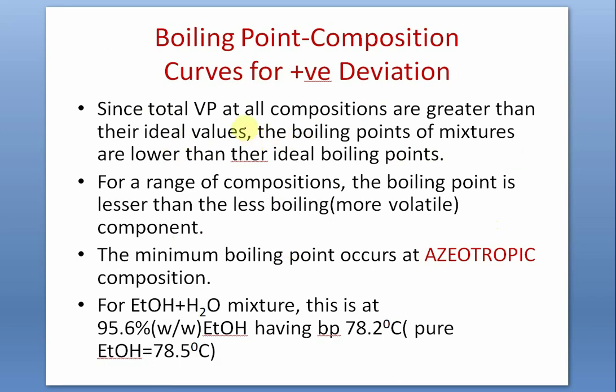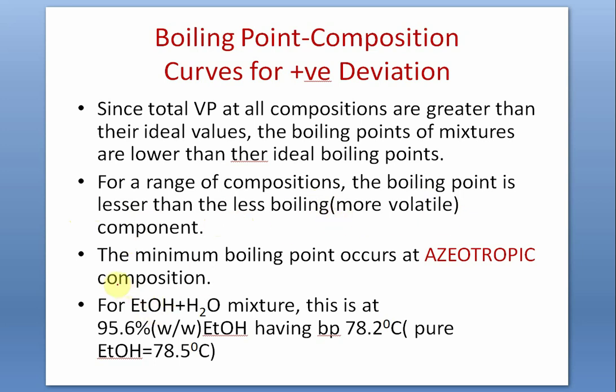Since the total vapor pressure at all compositions is greater than their ideal values, the boiling points of the mixture are lower than their ideal boiling points. I told you a slight curve for the boiling point graph of an ideal mixture, not a straight line, slightly curving downwards. But this will be a larger deviation. So for positive deviation, where the vapor pressure is greater than their ideal values, the boiling points will be lower than their ideal values. But for a range of compositions where vapor pressure was greater than the more volatile liquid, the boiling points will be lesser than the boiling point of the more volatile component.